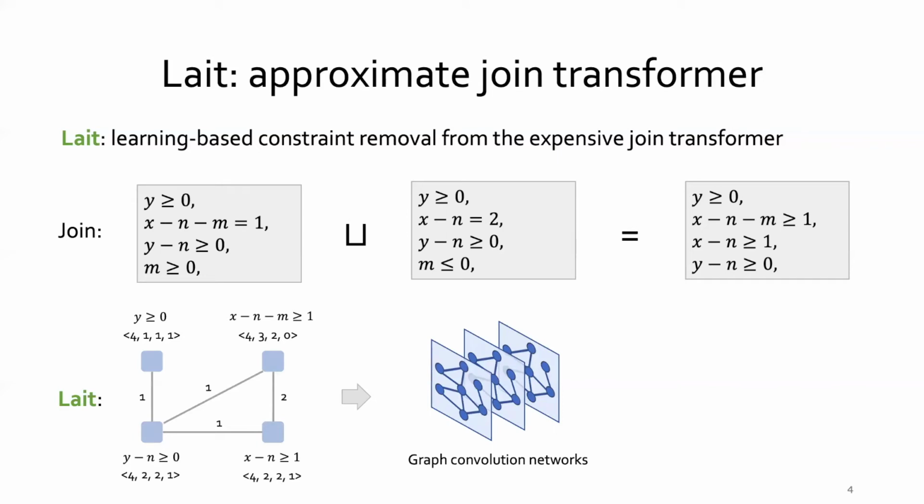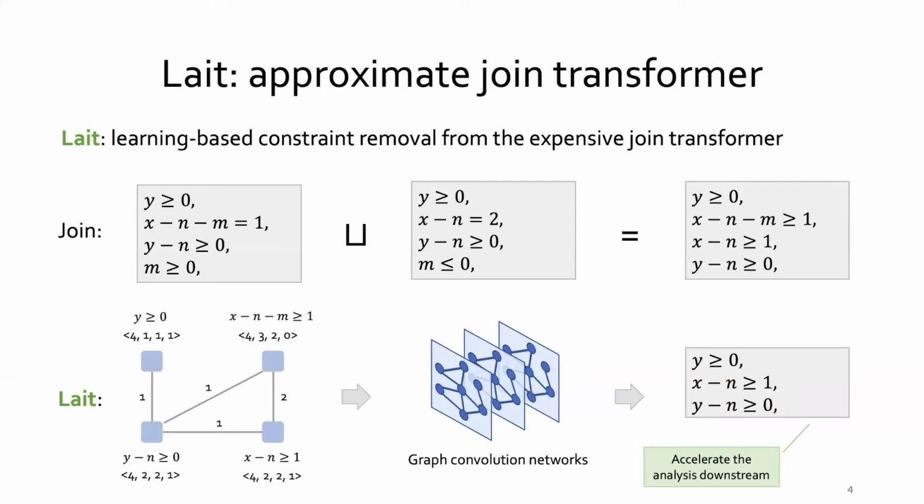We input the graph into graph convolutional networks. The networks jointly consider all features and edges in the graph, and output for each constraint a Boolean decision, whether to keep or remove it. For example, we use green color to represent the constraints that the network decided to keep, and red color for the ones to drop. Then we obtain the output of Lait, which has fewer constraints than the precise join output. Since the complexity of abstract transformers depends on the number of constraints in the input, the constraint removal by Lait can accelerate the analysis downstream.